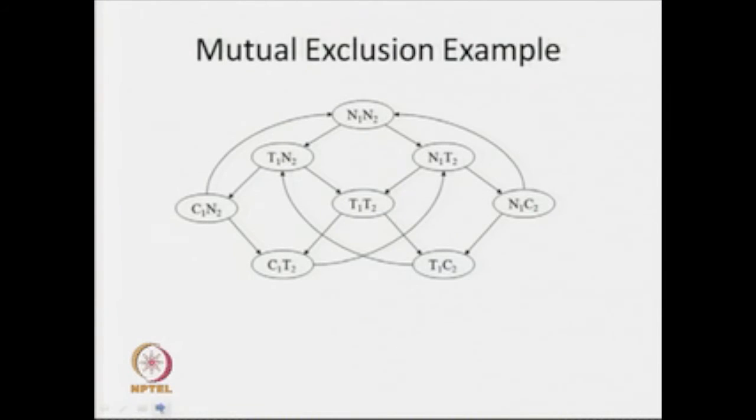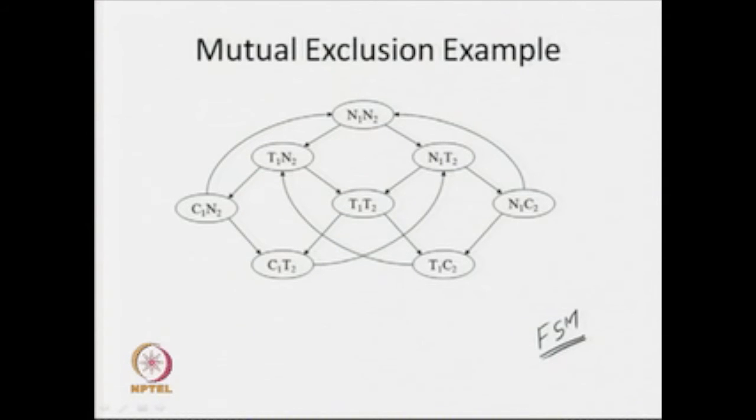Eventually we can come up with such a finite state machine. Why am I talking about this? Already I have said that this is a sort of finite state machine. We have a finite number of states and transitions amongst them. Now, what are the states? First, this is given as N1, N2. What does it mean? It says that process P1 is in the non-critical section, and process P2 is in the non-critical section. So, both are doing their own job, but none of them is using the critical section.